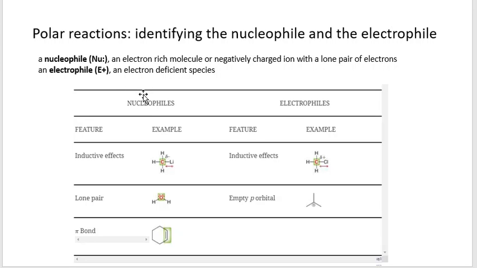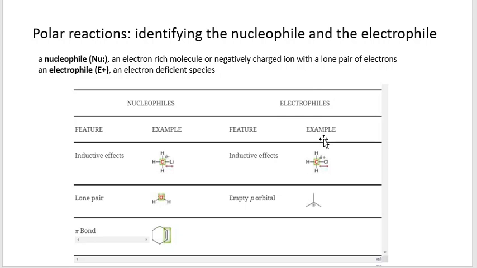Nucleophiles are electron rich. They could be negatively charged. They also have a lone pair of electrons. But here are a couple of other examples besides the negatively charged ones. Here's one just with a lone pair, but neutral. And here we have a carbon that is electron rich because of inductive effects from an electron donating group that's donating electron density to the more electronegative carbon in this case. Pi bonds are also nucleophilic.